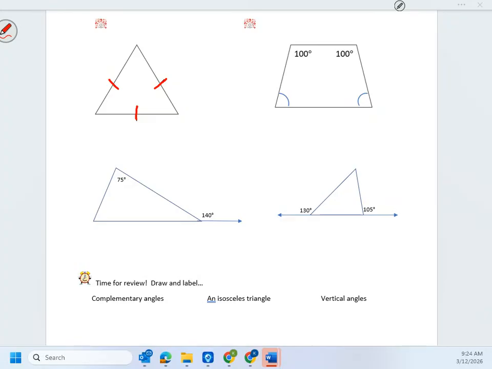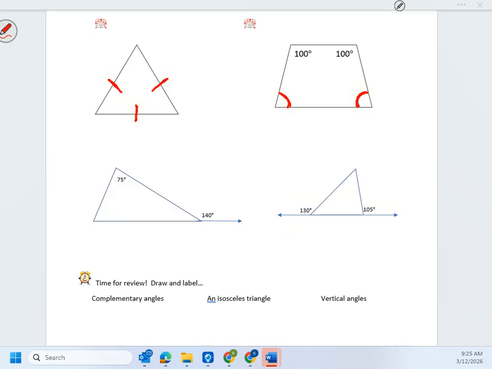When have you seen me use this? I have used it. What do I say that means, Alex? Joy? It means they're congruent. Just like on the sides, we do the line to show they're congruent. For angles, we do the arch. There's one arch and there's one arch. That means those 2 angles are congruent.